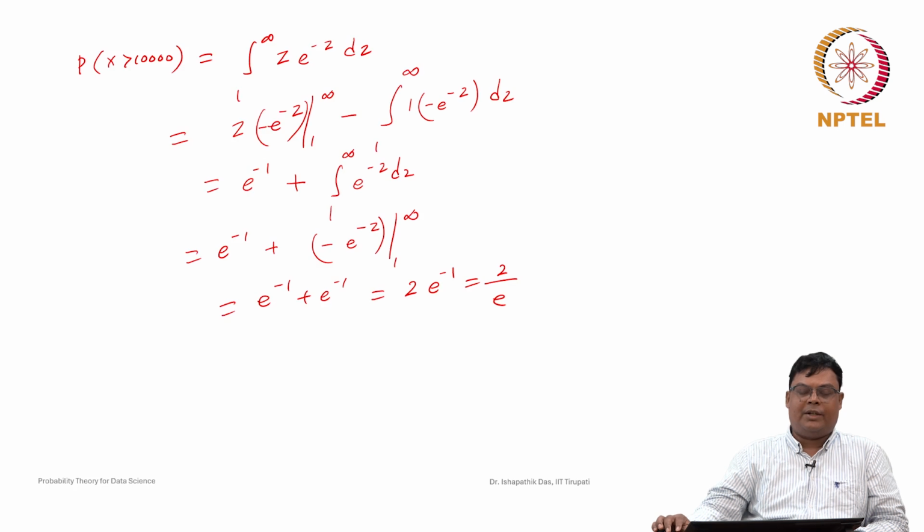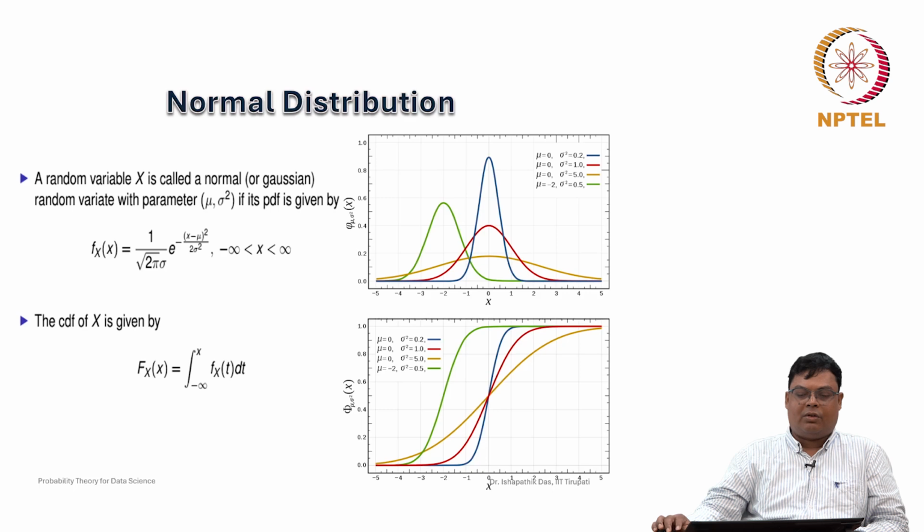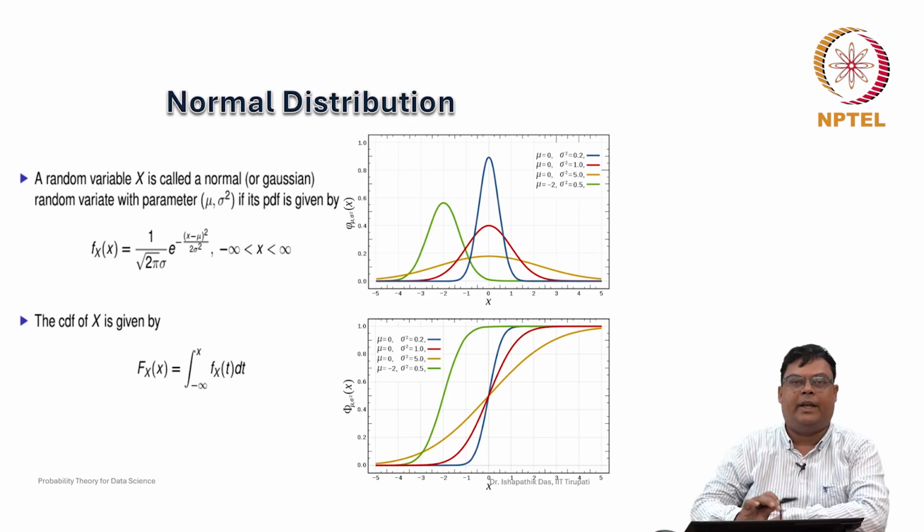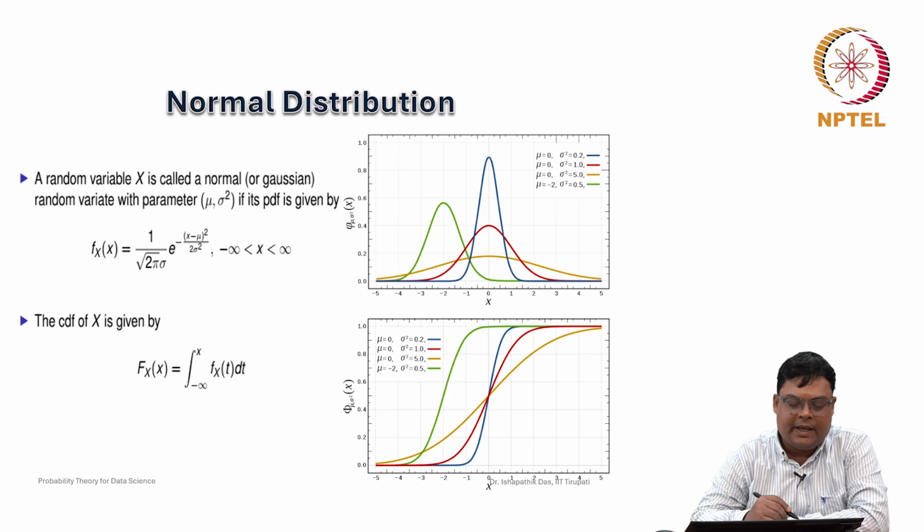some other important distributions. So, one of the important distributions, very useful, is called the normal distribution. A random variable x is called a normal or Gaussian random variable with parameters mu and sigma square if its probability density function is given by this. So, f of x equals 1 by root 2 pi sigma e to the power of minus x minus mu whole square by 2 sigma square. So, it was actually first introduced by Gauss.